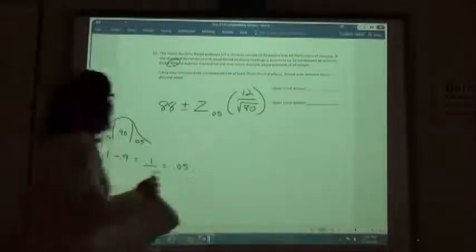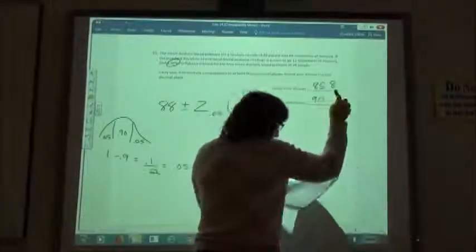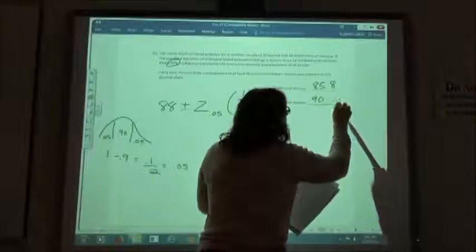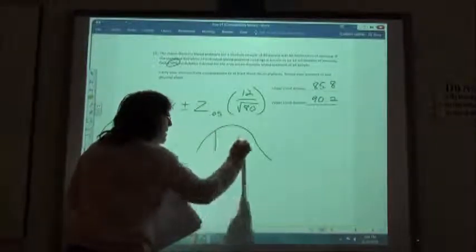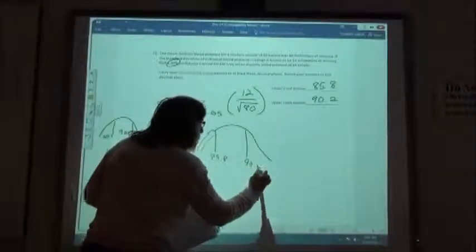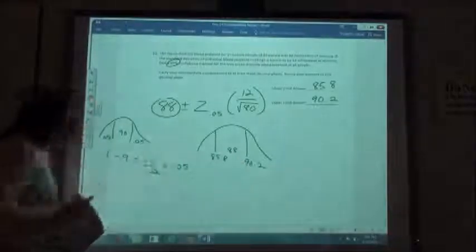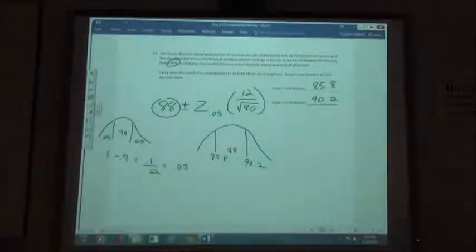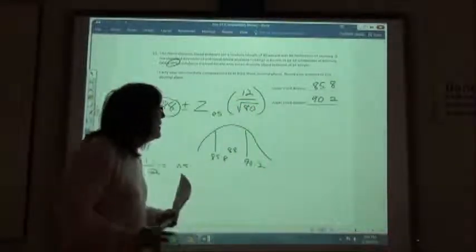And 85.8 and 90.2. So 90% lie between 85.8 and 90.2. Again, you can see the mean value 88 would be between those two numbers. So it gives you a good idea that, yeah, you punched that in correctly. The mean should be in the middle of my upper and lower somewhere. Okay.